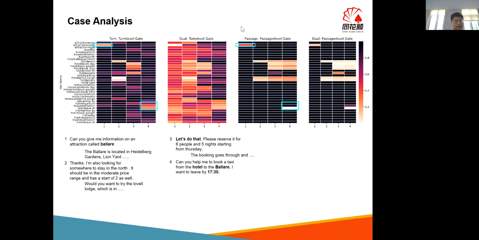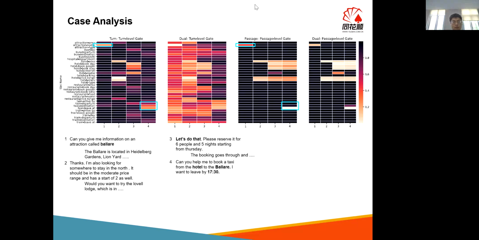Here is a case analysis. The figure shows the weights in the fusion gate. The dark color represents that the gate pays more attention to the previous dialog states. When we focus on the first turn in the dialog, the user first adds the constraint to the slot attraction name. Thus, the color in both the turn level and passage level fusion gates is light.